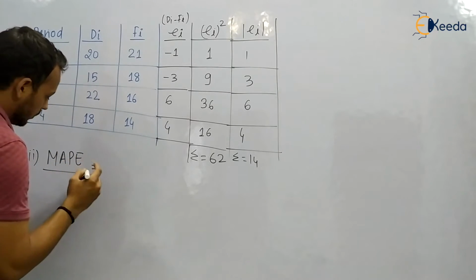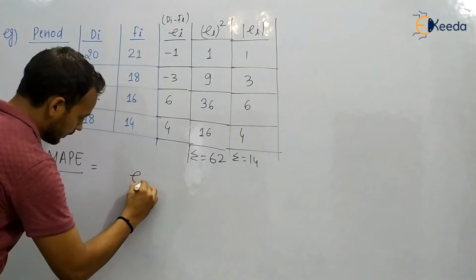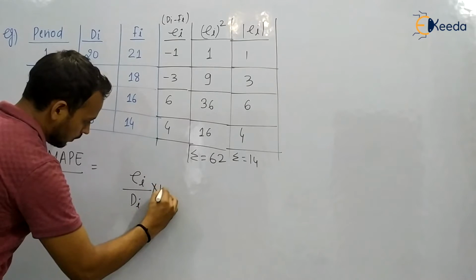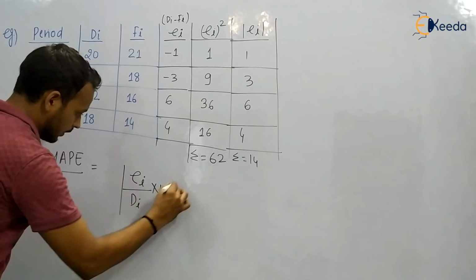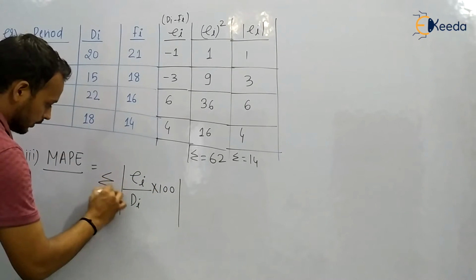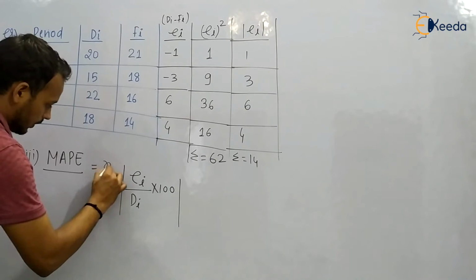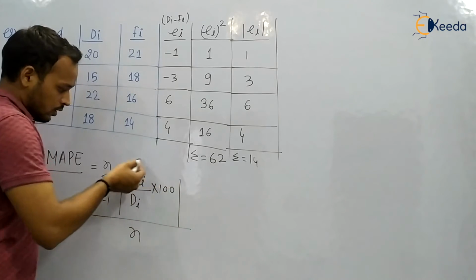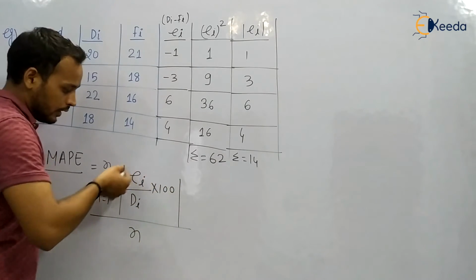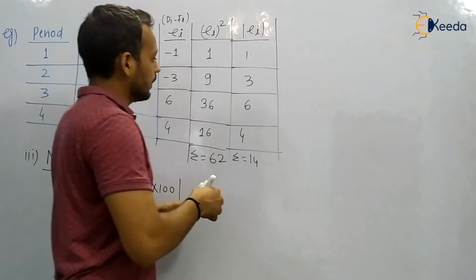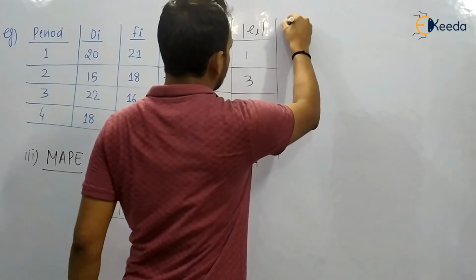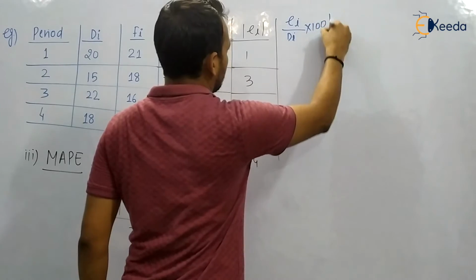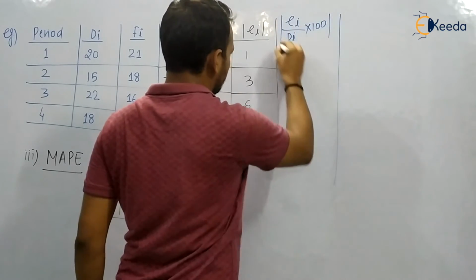So first is error, that is EI. Then it is going to be percentage. It is going to be EI upon DI into 100. Then we have to take the absolute. Then we have to take the mean, summation from I equals 1 to n, divided by n. It means we have to write a table consisting of EI by DI into 100 mod. So we will make the table.